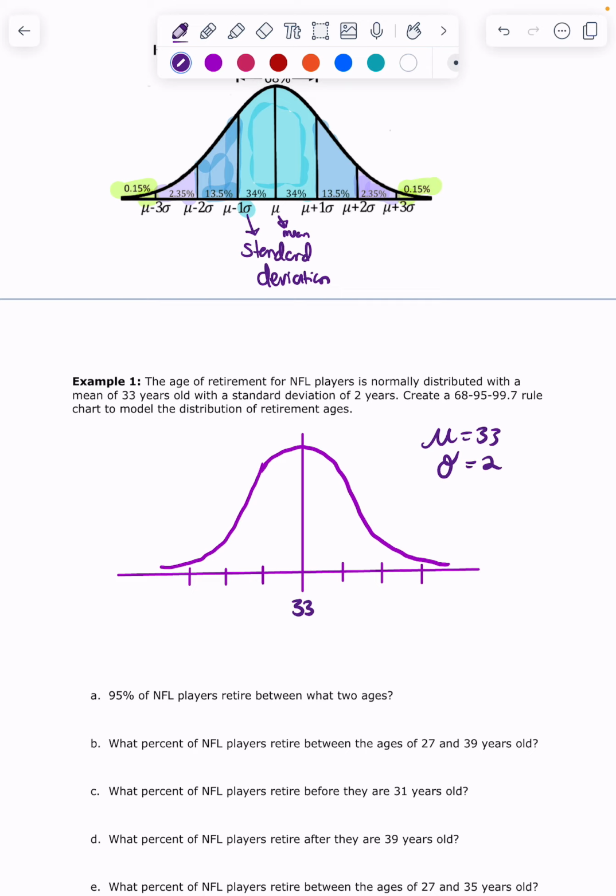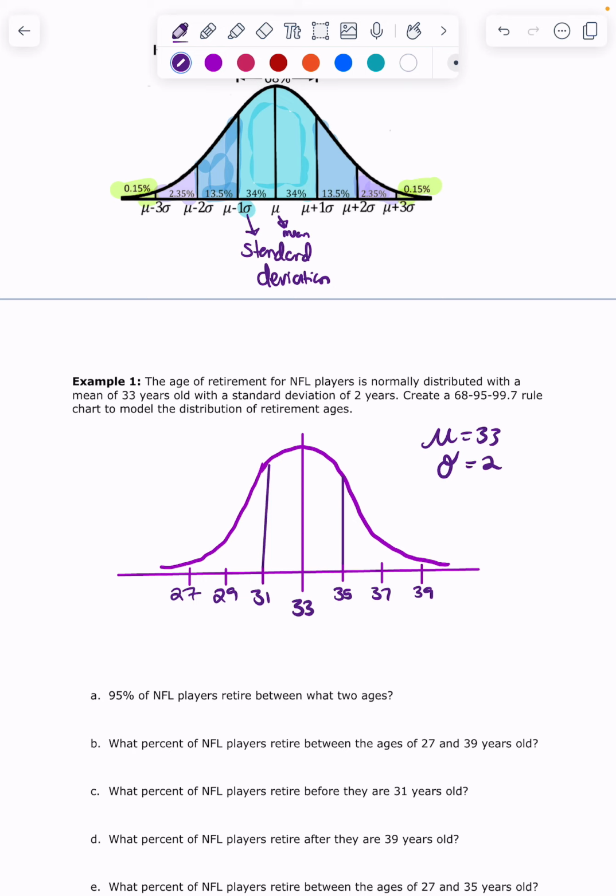And then I'm just going to fill in all the little dashes. I always start to the right. I don't know why, but I want to keep adding 2. So 33 plus 2 is 35. Plus 2 again, 37. And then 39. So you only have to go 3 to the right. And then on the left, we have to subtract. So 33 minus 2 is 31, and then 29 and 27. And then if you'd like, you can draw all the little sections.